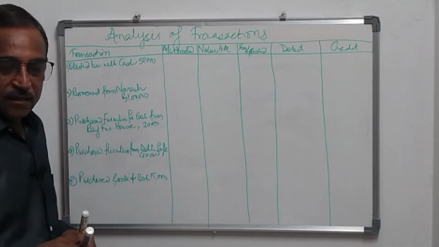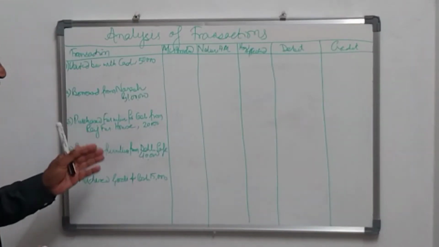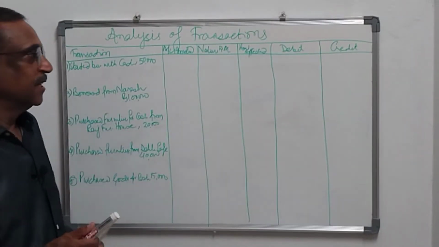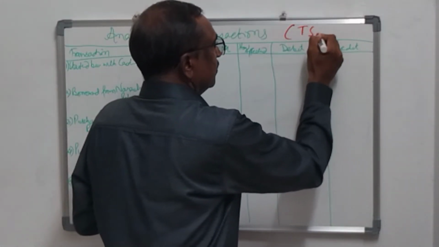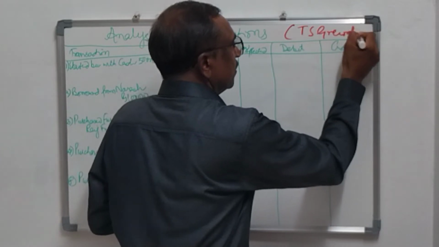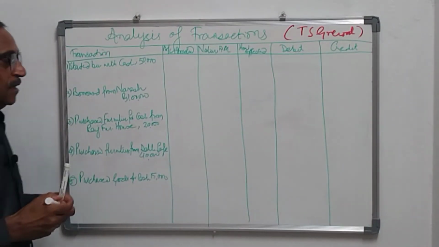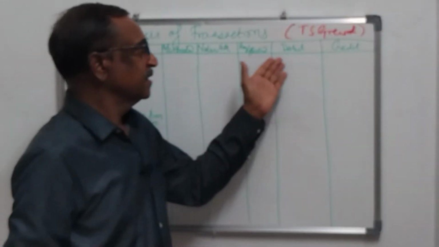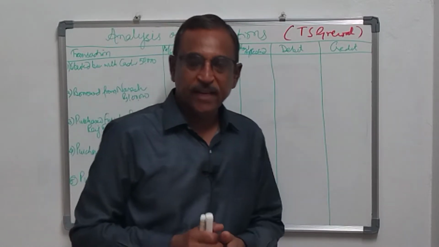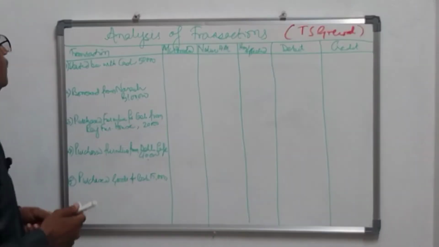So I have taken illustration number 5 of the chapter on accounting procedure from T.S. Grewal. Okay? So that means I am referring to T.S. Grewal. Now I have noted down the transactions and we are going to analyze these transactions. That means what are the accounts involved, what is the nature of the account, and how these are affected, whether the said account will be debited or credited. Okay? Now we take up one by one.